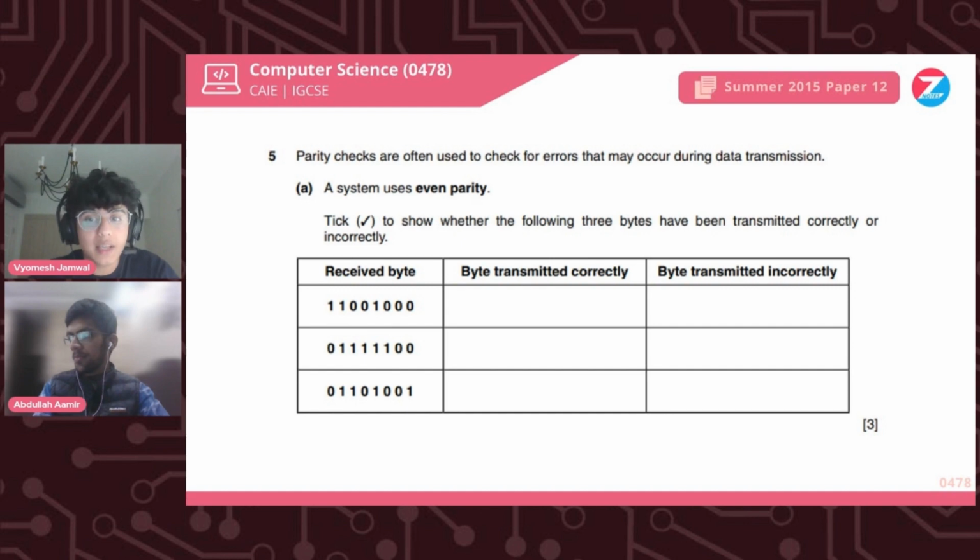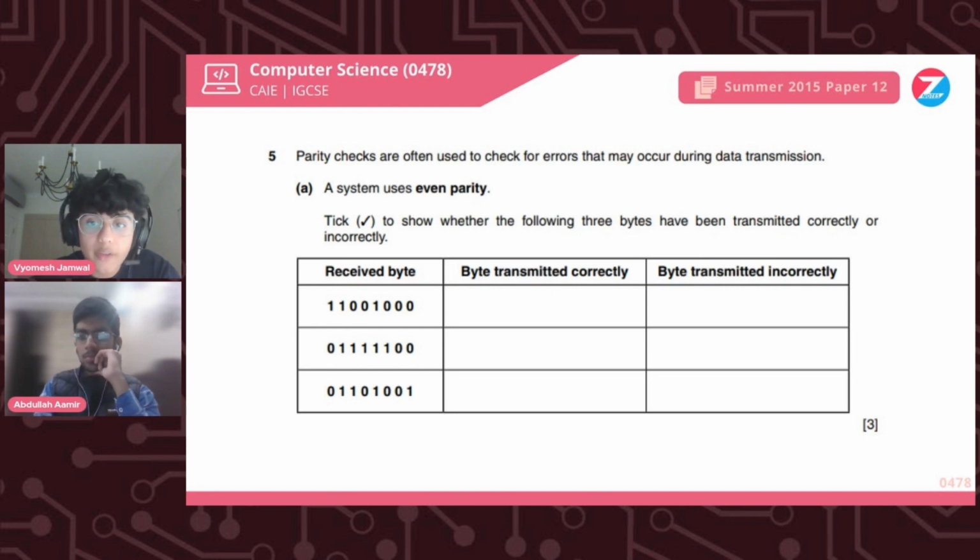And if you look at the second byte, let's count the number of ones that we have. It is 1, 2, 3, 4, 5. 5 is an odd number. So that means that they did not change the parity bit to 1. And so it shows that the byte has been transmitted incorrectly.